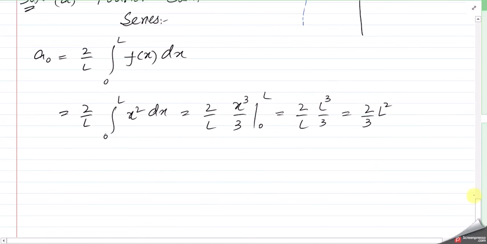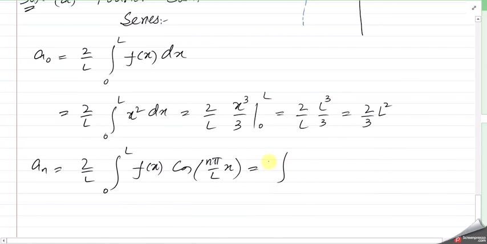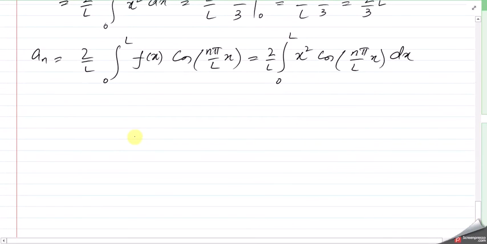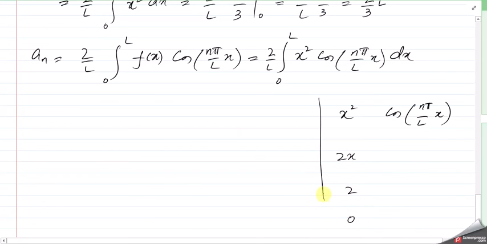L cubed, so L squared. Similarly, an would be 2 by L, integral from 0 to L, f of x cos n pi over Lx, which will become 2 by L, integral 0 to L, x square cos n pi over Lx dx. You can see that you have to do by parts, and it will have three steps: x square, cos n pi over Lx. So x square becomes 2x, then it becomes 2, then it goes to 0.